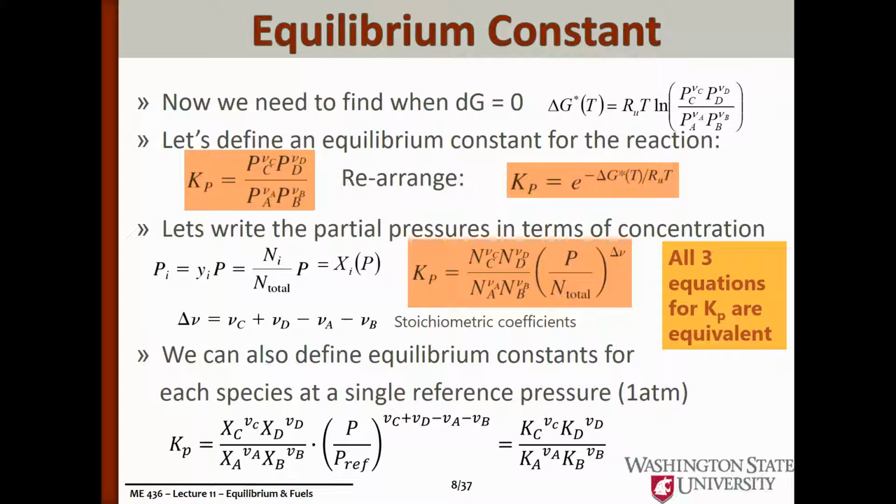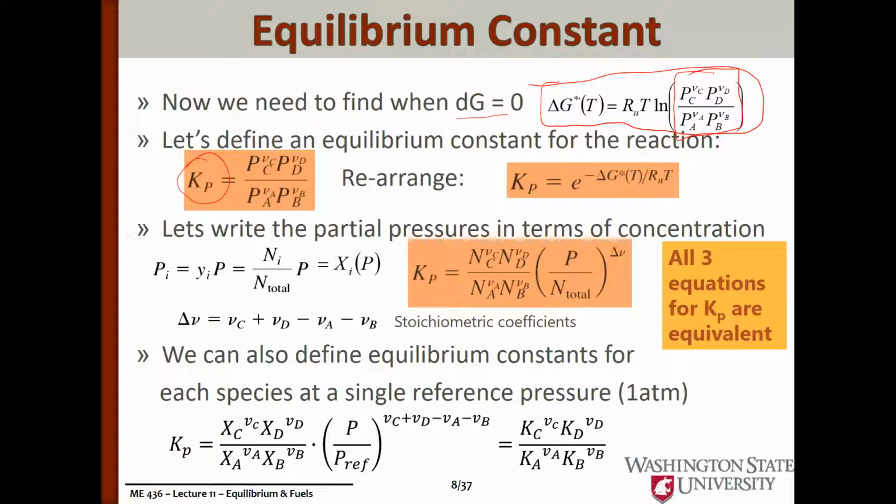So now we want to use this equation that we have here. This change in standard Gibbs energy is some function of temperature, and that's also a function of temperature and pressure. We're going to try and find when the change in Gibbs goes to 0. We're going to do that by defining this equilibrium constant, and this equilibrium constant is going to be equal to this ratio of pressures of the species.